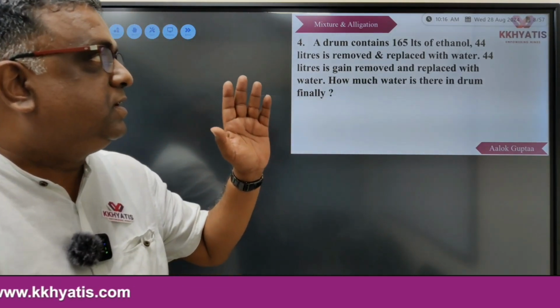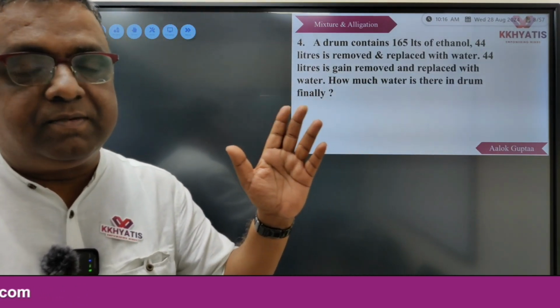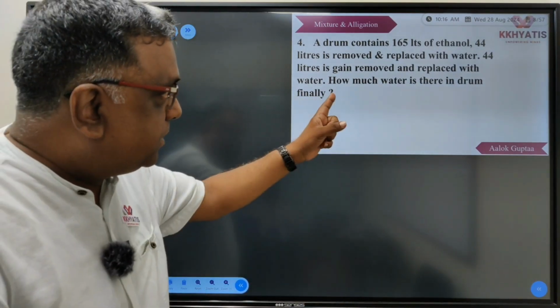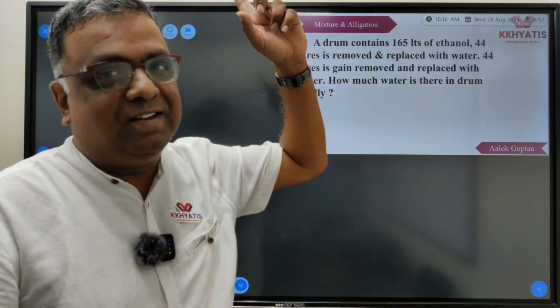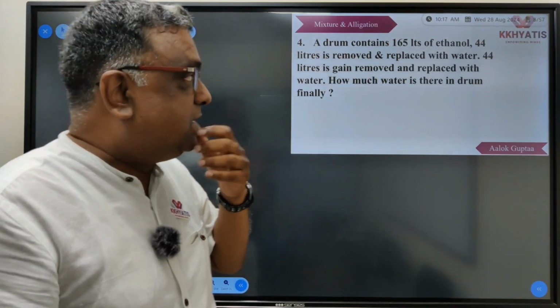So here the quantity that is getting removed is of ethanol, and so we'll apply the formula on ethanol. The process is carried out 2 times. But here what is being asked is how much water is in the drum finally. So it is not what they have asked, ethanol finally. So we have to be very careful. So let's see.